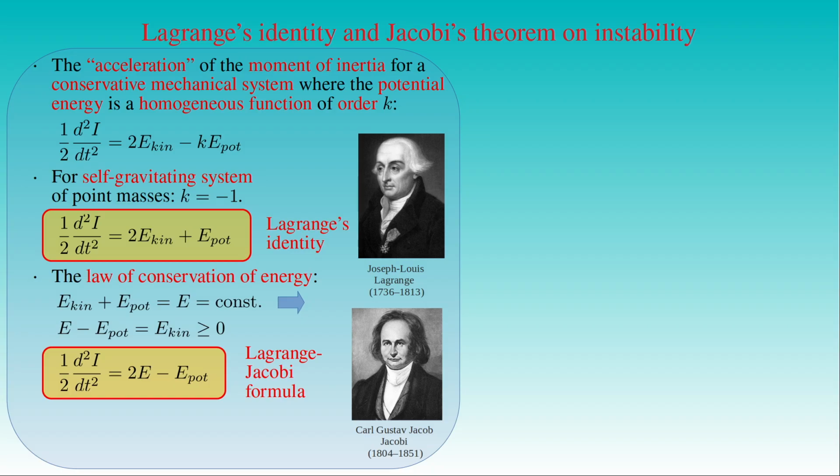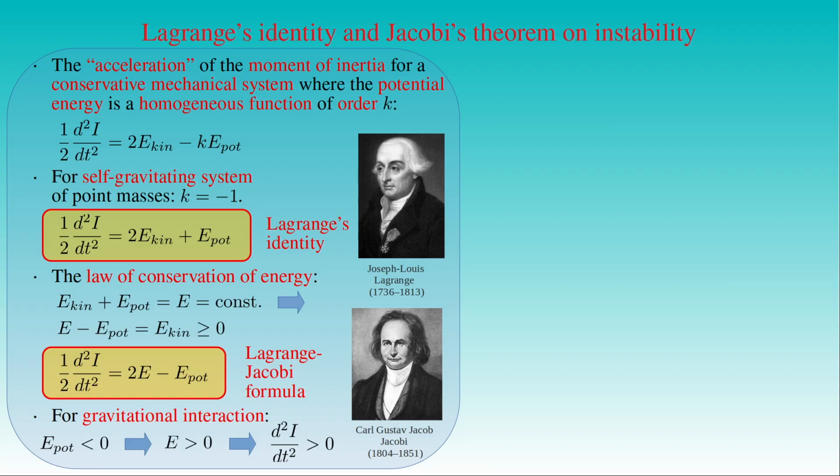We have already seen that the potential energy for the gravitational interaction between particles is negative. It therefore follows from the law of conservation of energy that the total energy E of a self-gravitating system must be positive. As a result, the right-hand side of the Lagrange-Jacobi formula is positive, that is, the second-order time derivative of the moment of inertia I is positive. In other words, the rate of change of the moment of inertia is increasing, and it has a consequence related to the stability of the self-gravitating system.